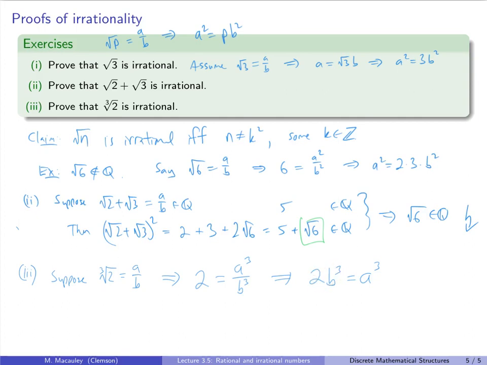Now it's no longer even versus odd. The number of times that 2 appears as a prime factor on the left-hand side is not a multiple of 3, but it is a multiple of 3 on the right-hand side. It appears some multiple of 3 times on the right-hand side. So there is your contradiction. I'm not going to finish writing it up. I will let you do that for practice if you so choose.